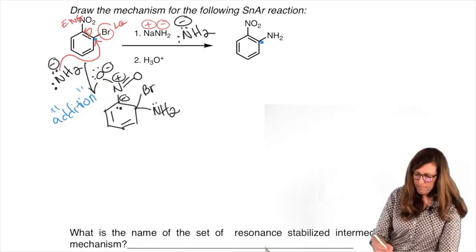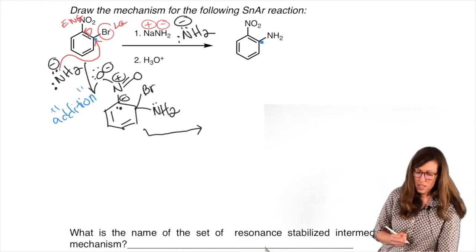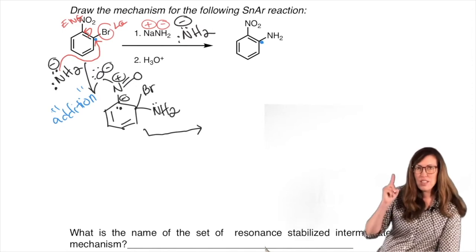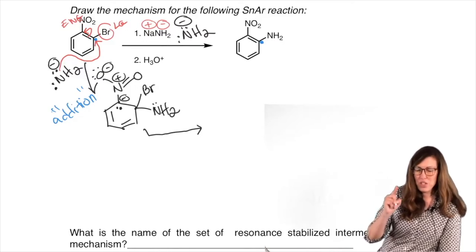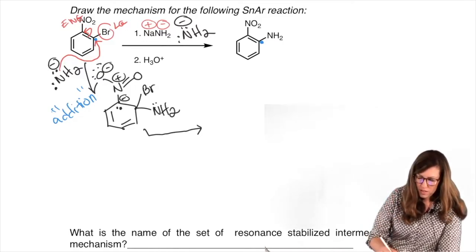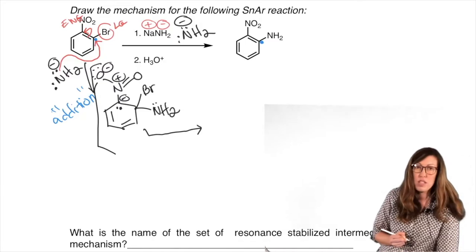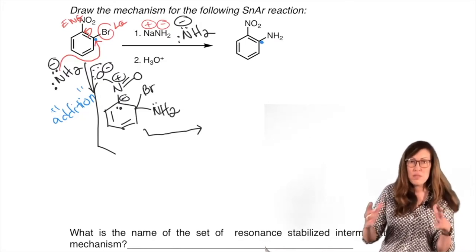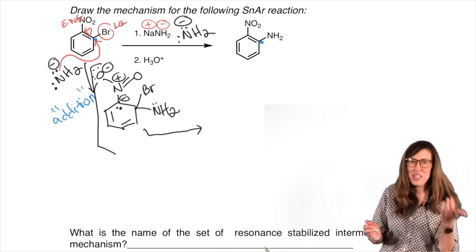All right, we need to work our way home, which means that bromine's got to go. Before we do that, though, we always show what? What do we always show in a mechanism? That's right, resonance. Always show all the resonance you can do, especially the first time we're looking at it, but in this one, it will be very important. In fact, the set of resonance structures we're about to draw have a name. That's a sign that they're important.